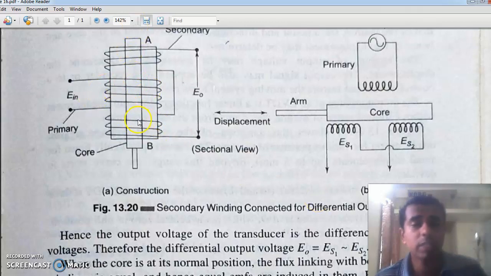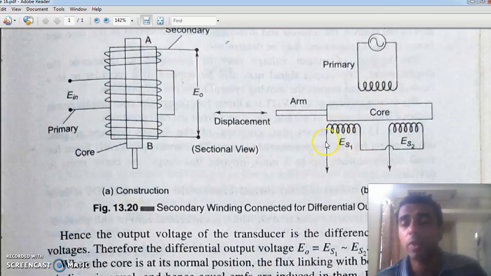You can see that the orientation of winding of one part is opposite to that of the next winding. That is clear from the diagram here. We have the primary and two secondaries, which are divided into two equal halves. But you can see that both are wound in series, they are connected in series.